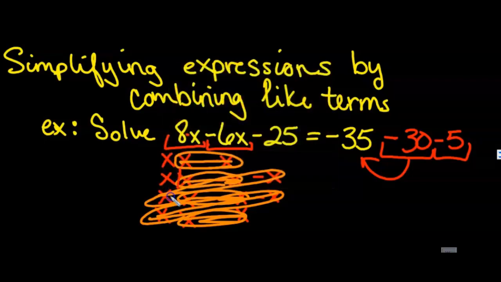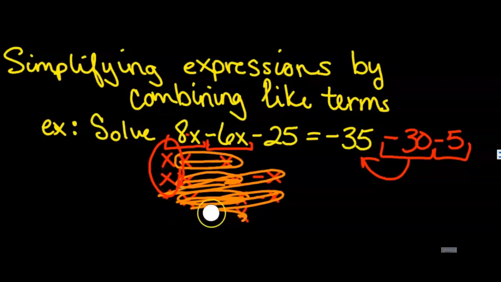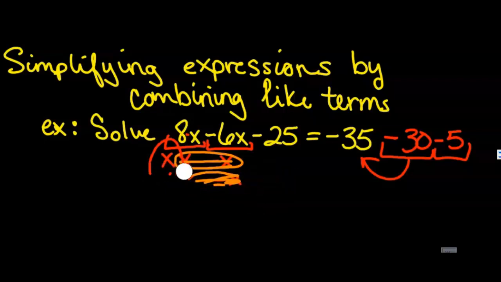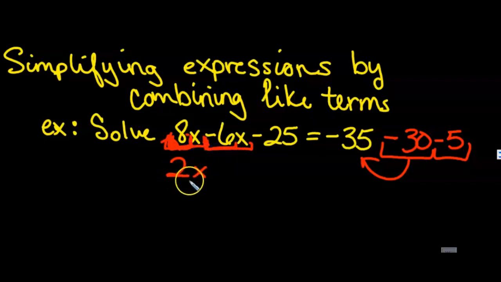And we see that there are two x's, both positive, that are left. So our answer to the combining of these like terms is going to be 2x. Another way you can look at it, maybe an easier way rather than understanding what's going on, is just to look at the first numbers. So we have 8 minus 6. So 8 minus 6 is 2. And then the x just kind of tags along.